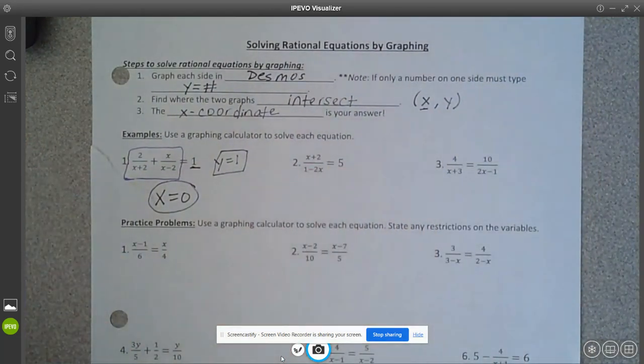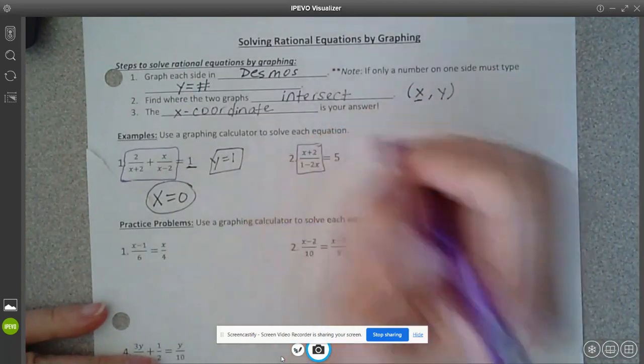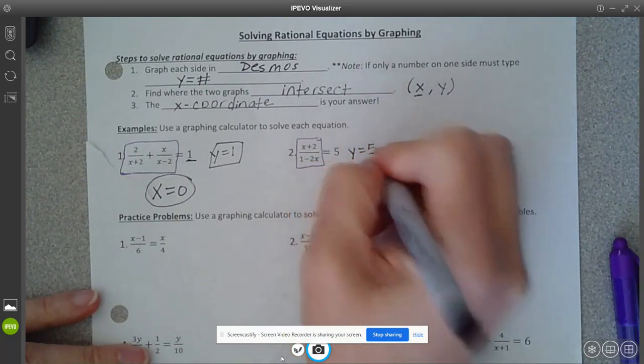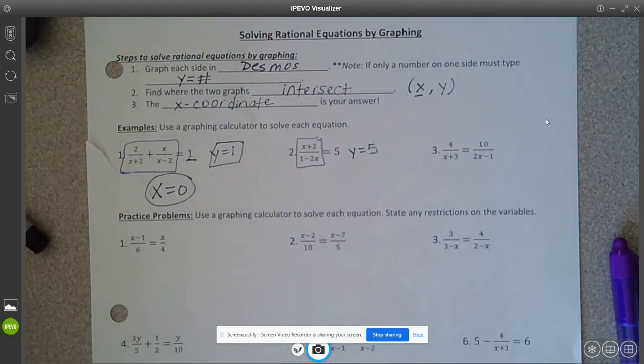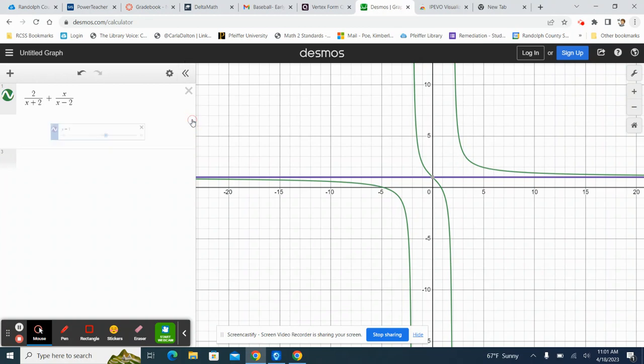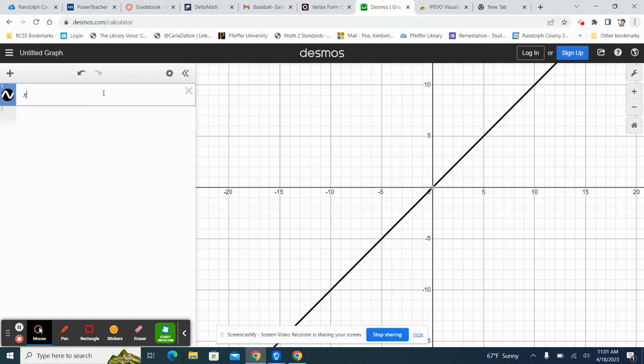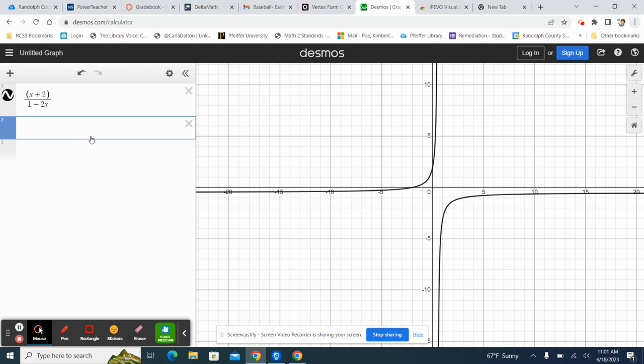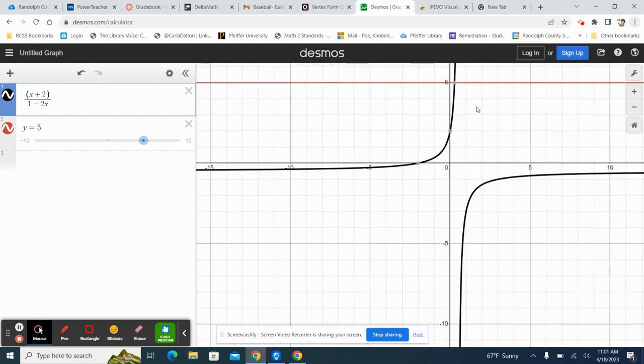Okay, let's try another one. I'm going to graph x plus 2 over 1 minus 2x. And since this side is just the number 5, I have to do y equals 5. So let's go see what that looks like. I'm going to close out what I had done. Okay, so we have x plus 2, and that's over 1 minus 2x. My right side is 5, so I have to do y equals 5. Then you're going to see where they intersect. I'm going to zoom in just a little bit so you guys can see.